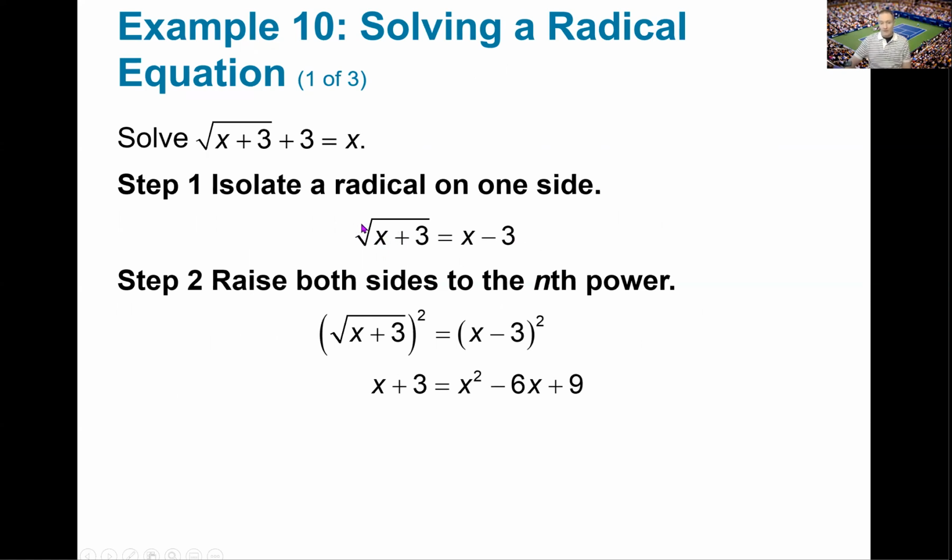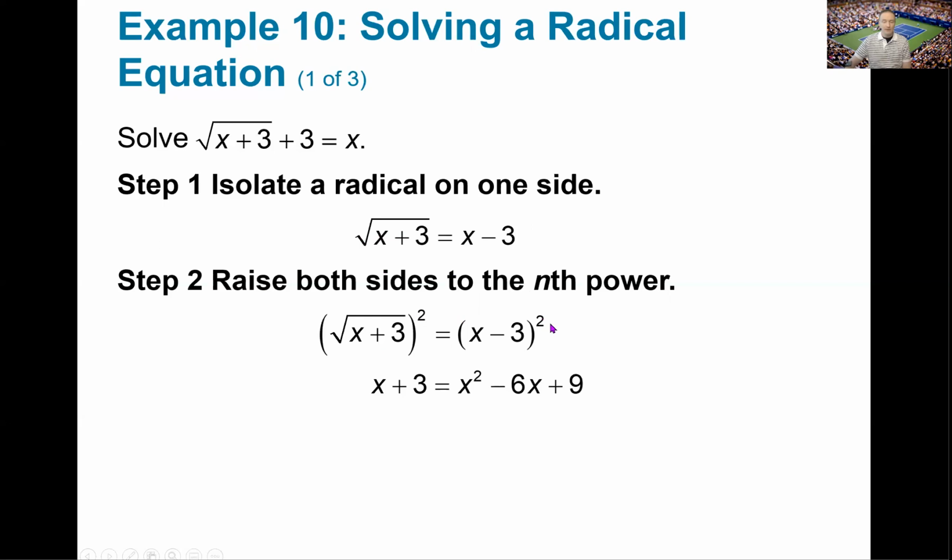Now, I know that this is an understood second root. All square roots are the second root. So to get rid of that second root, I have to raise both sides to the second power. I square both sides. Now, the square and the square root are inverse operations. They just undo one another. So I'll have an x plus 3 left on the left-hand side. On the right-hand side, it's x minus 3 quantity squared.